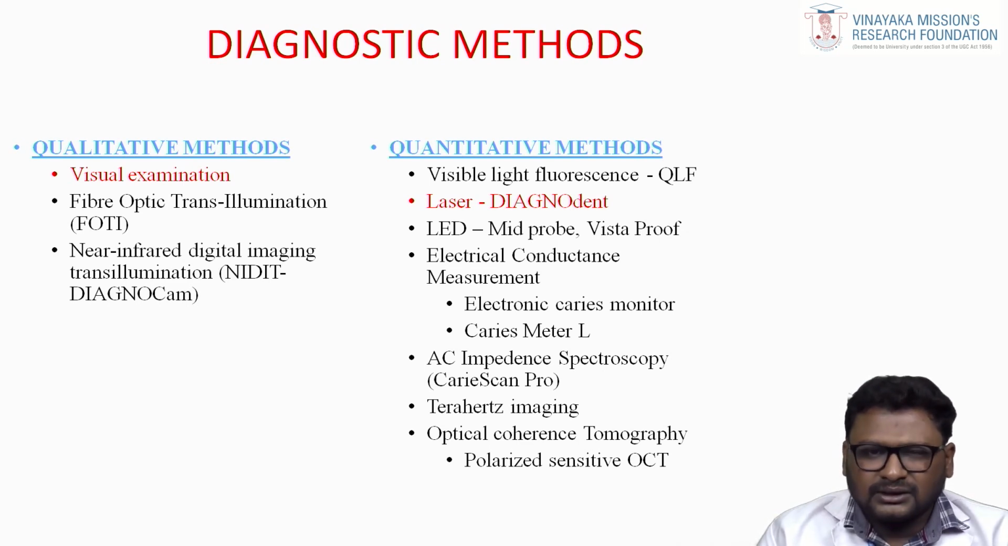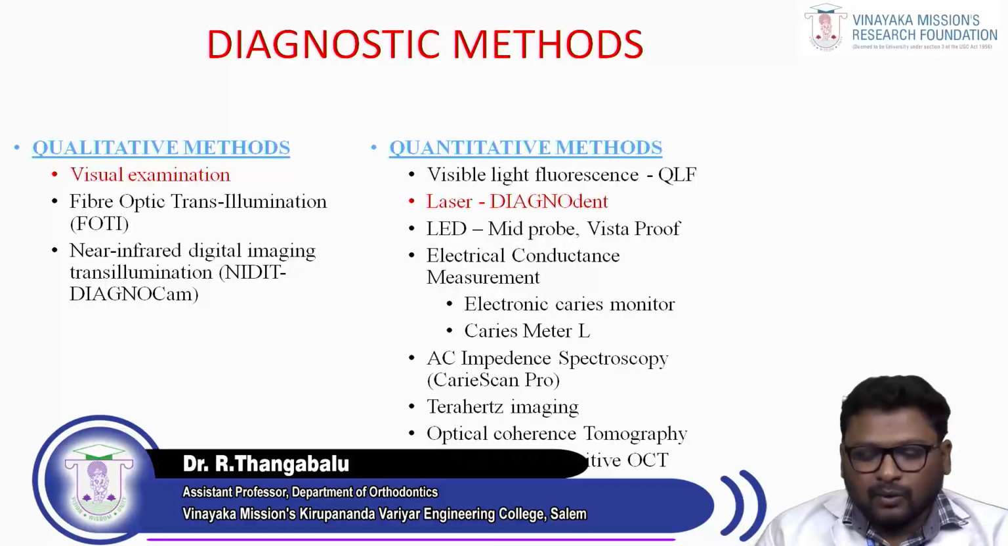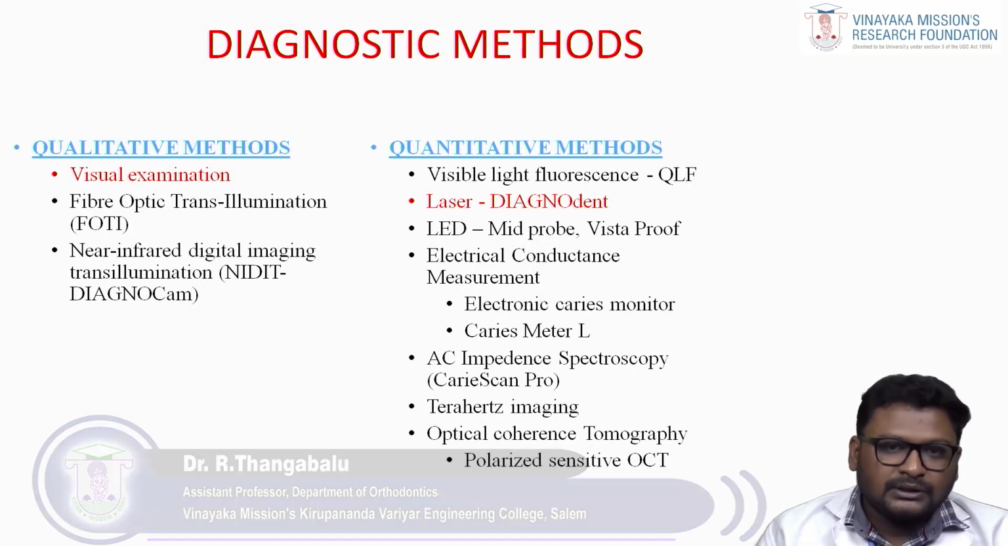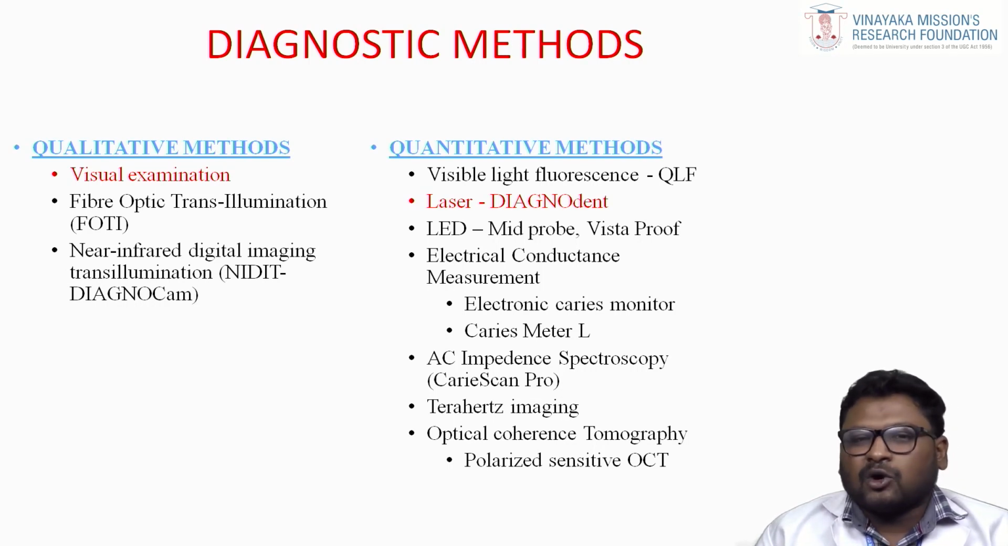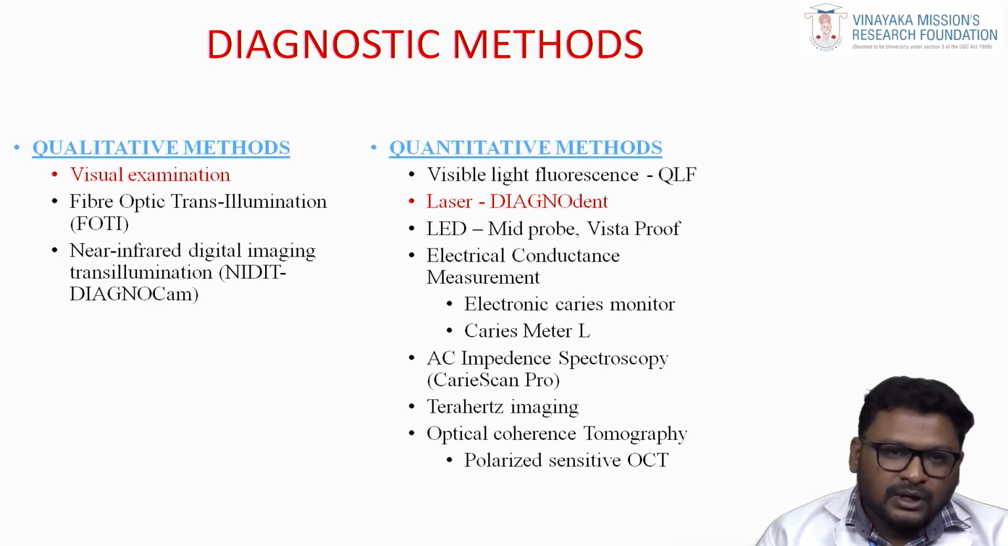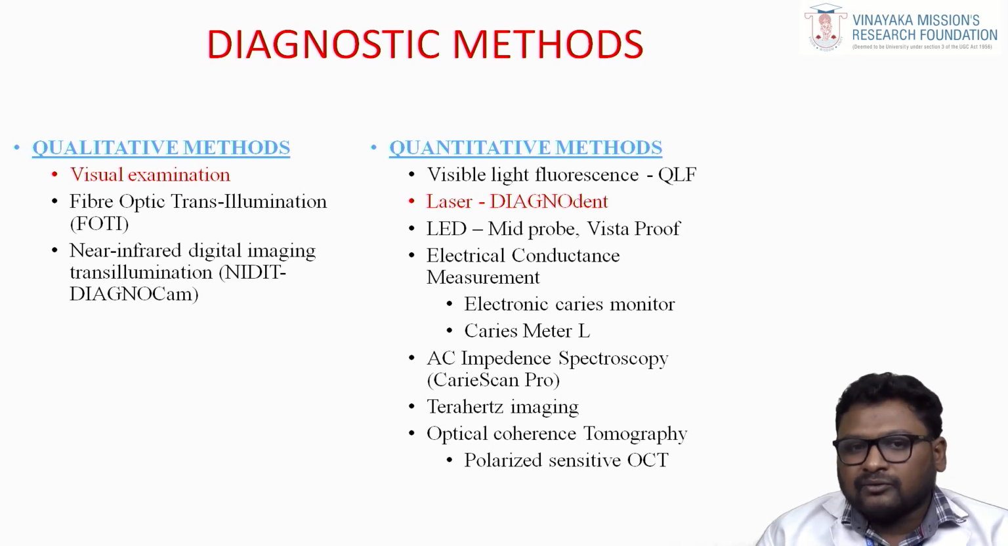Now we are going to study the diagnostic methods. What are the various diagnostic methods? We basically have two types. One is a qualitative method and the other is a quantitative method. In the qualitative method, we classify based on the severity: mild, moderate or severe. In the quantitative method, we are going to tell in detail how much of the enamel is lost. In quantity, we are going to quantify the structural loss.